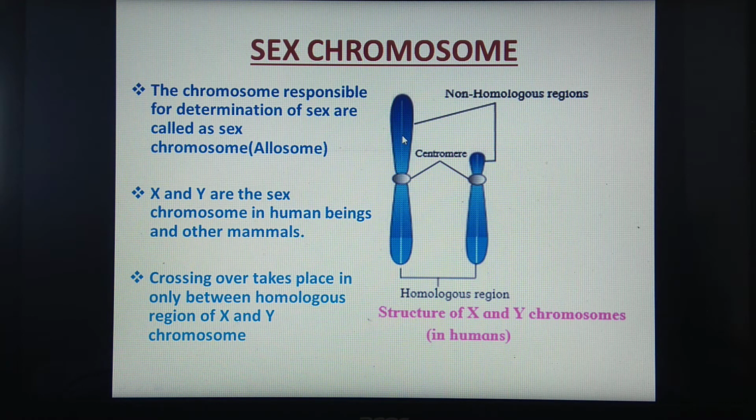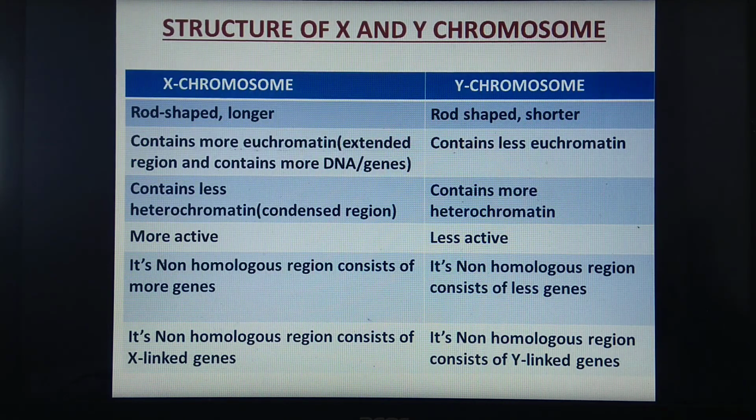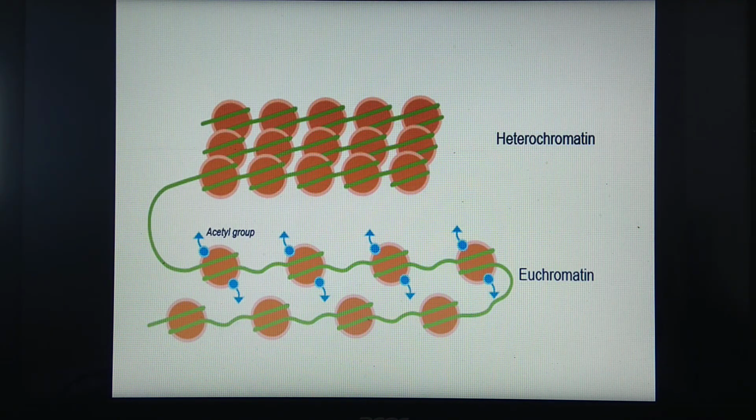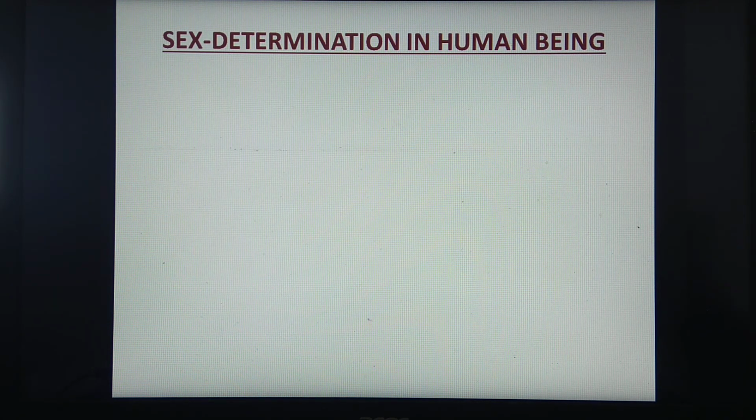So what are X-linked genes? Genes found on non-homologous region of X chromosome. What are Y-linked genes? Genes present on non-homologous region of Y chromosome. Okay, so I think the idea about sex chromosomes, their structure and the difference between X and Y chromosome is clear for you. So we have seen the difference between X and Y chromosome, and the idea about euchromatin and heterochromatin is also clear. Now we are going to see sex determination in human being.